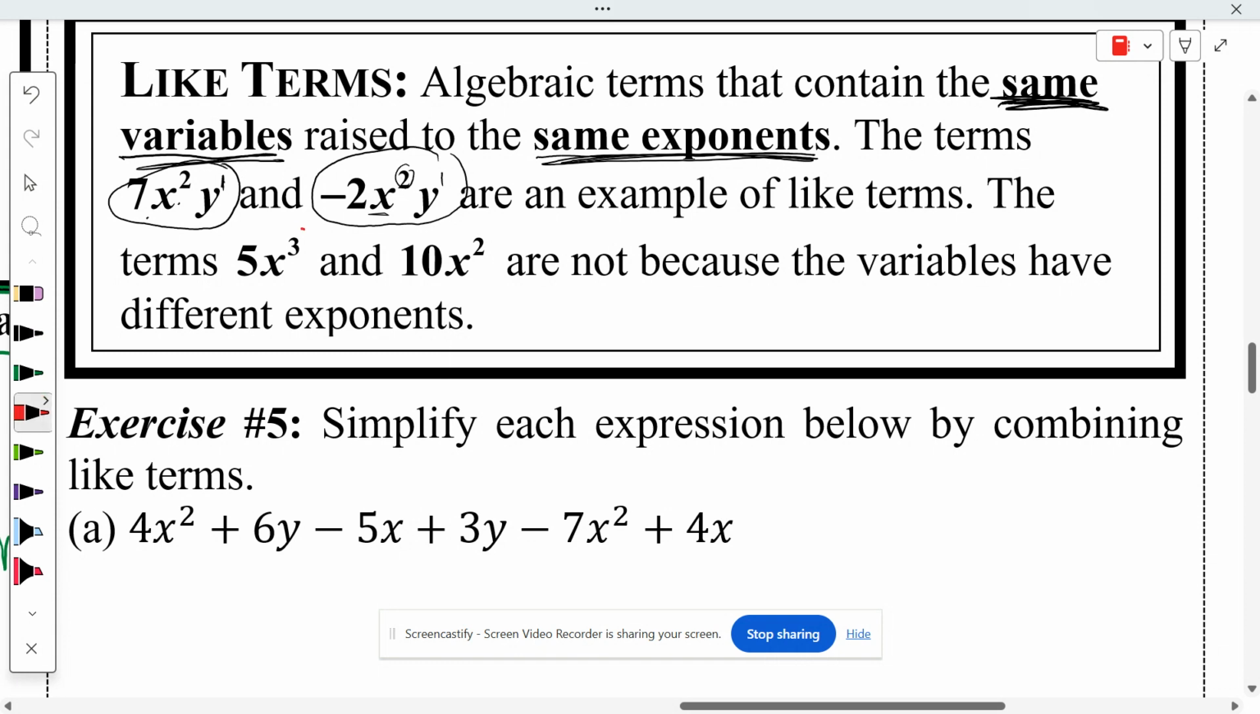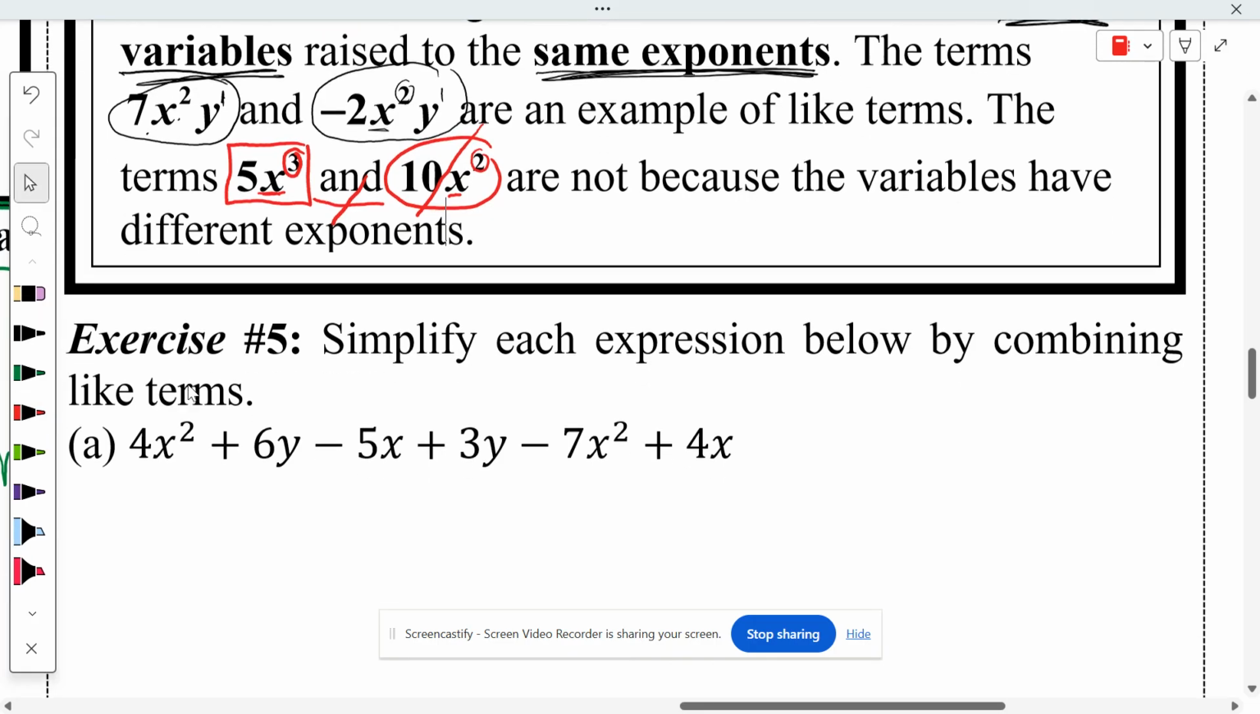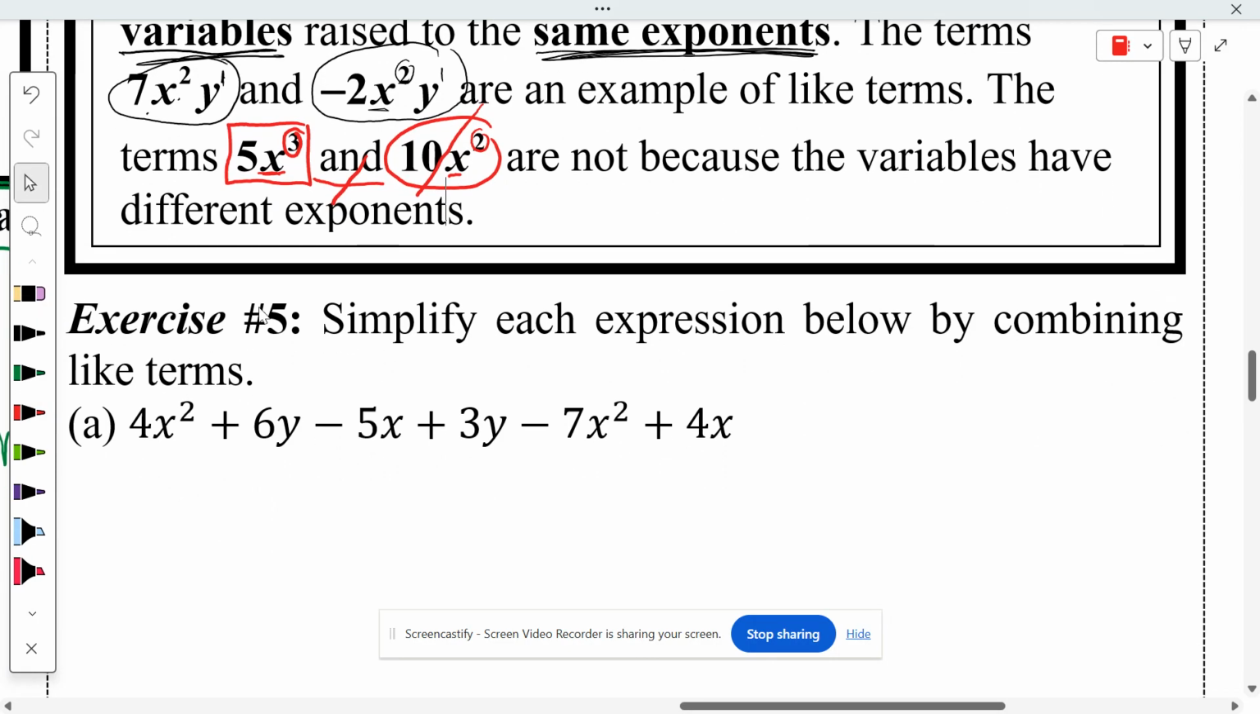But when I look at this example, I have 5x cubed, x is to the power of 3. It is not a like term with 10x squared. Why? Because x is to the power of 2. The powers on the variables are not the same.